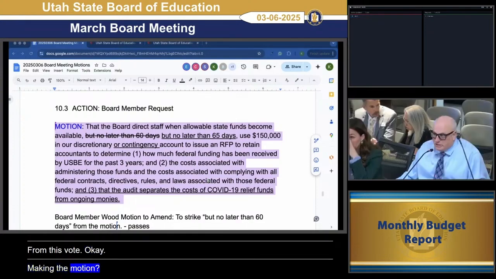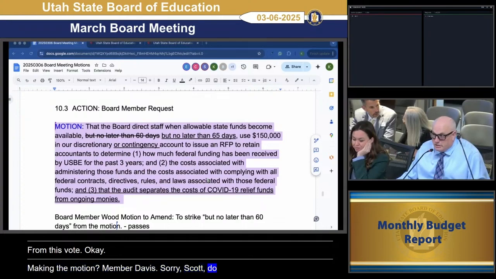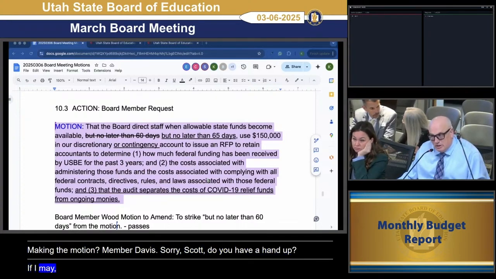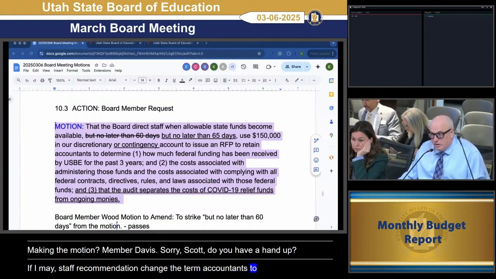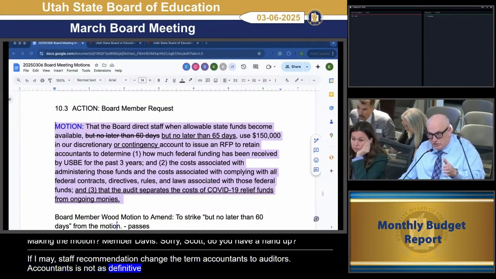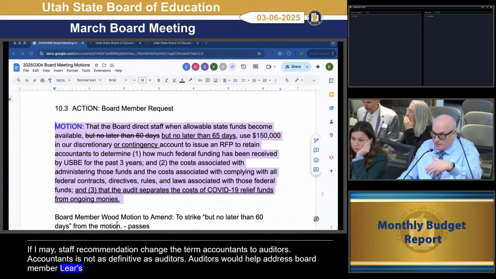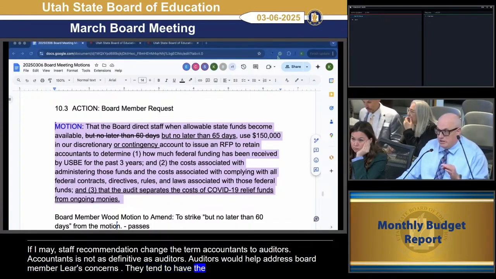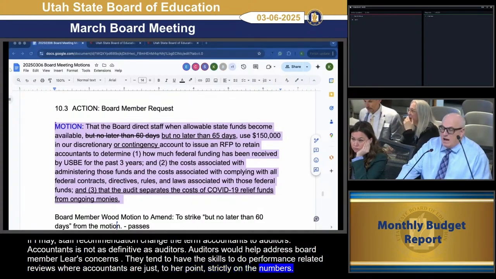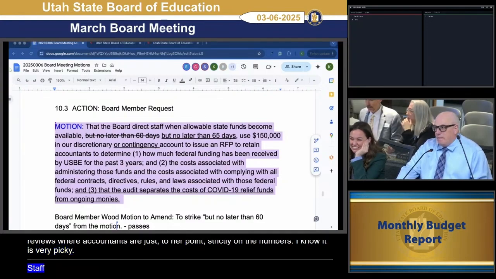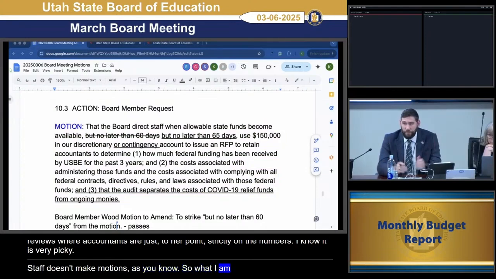Chair, if I may, staff recommendation, change the term accountants to auditors. Accountants is not quite as definitive as auditors, and auditors would help address Board Member Lear's concerns, right? Auditors tend to have the skills to do performance related reviews, where accountants are strictly on the numbers. I know it's very picky, but it's an auditing firm, so thank you. So staff doesn't make motions, as you know. So what I'm doing is I'm throwing this to the board, saying, is there anybody in this board who would like to make that motion?